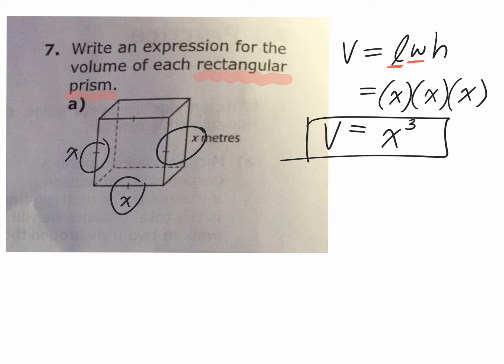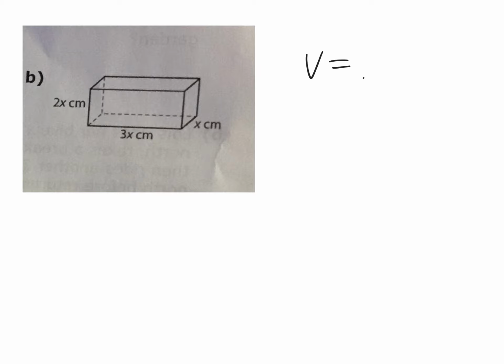Because that's the formula for volume of a rectangular prism or a cube. I have x to the power of 1 times x to the power of 1 times x to the power of 1. I have x to the power of 3 as my final answer. There's 3 x's.